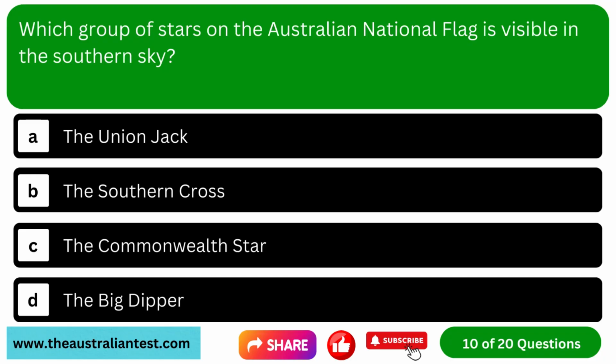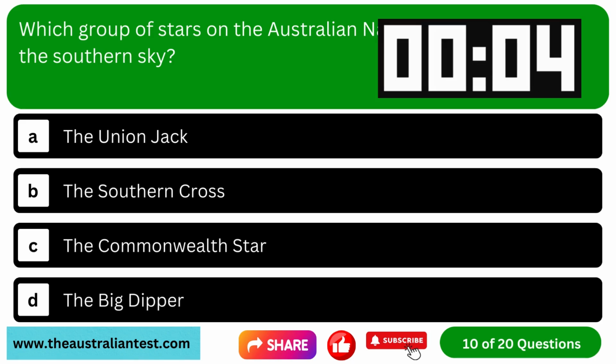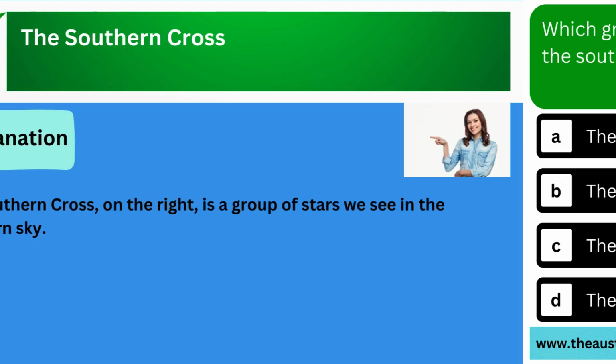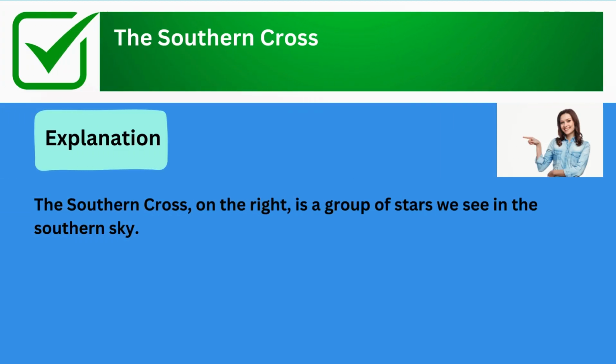Question 10. Which group of stars on the Australian national flag is visible in the southern sky? Option A, the Union Jack. Option B, the Southern Cross. Option C, the Commonwealth Star. Option D, the Big Dipper. The correct answer is the Southern Cross. Explanation: the Southern Cross on the right is a group of stars we see in the southern sky.